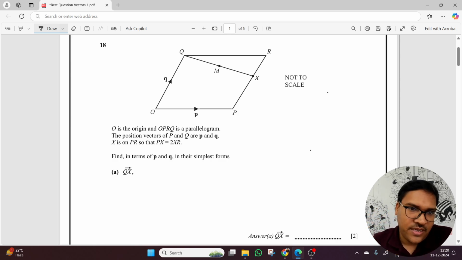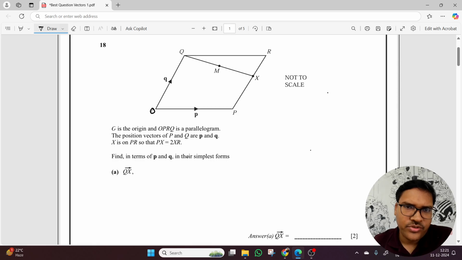This is the question here. We have O is origin. You can see O is origin. OPRQ is a parallelogram. Position vector of P, that is OP vector, you can see this is P vector, and OQ vector is equal to Q, position vector, because this is origin, okay? And X is on PR, there is X point, such that PX is 2 times XR. Find in terms of P and Q the vector QX. You have to find the vector QX.